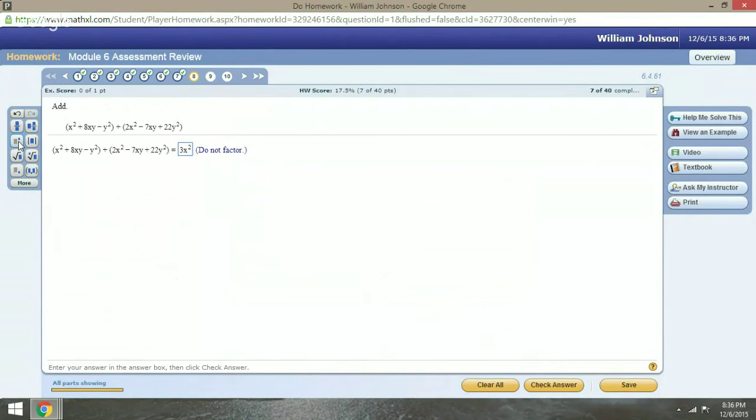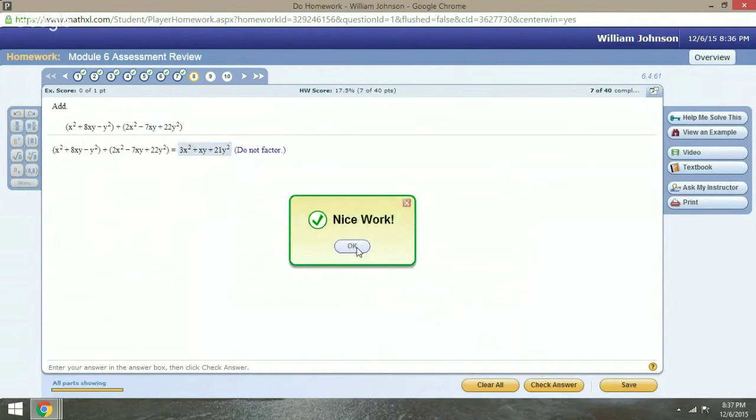8xy minus 7xy is going to be just xy. So plus xy. And finally, the last one is going to be plus 21y squared, because the minus y subtracts from the 22y. And, if I'm not mistaken, there we go.